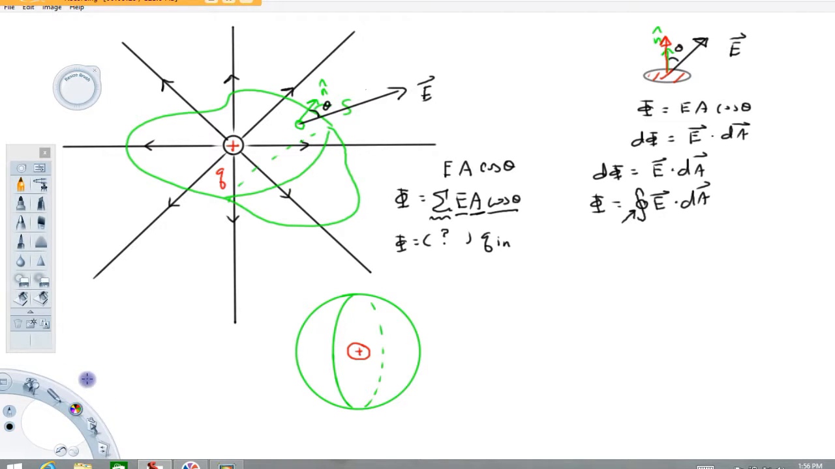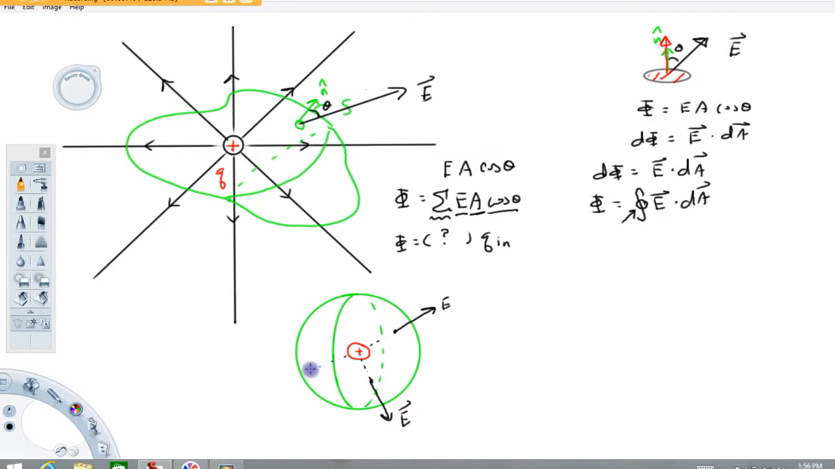I can draw electric field vectors at all points on the surface. If I come dead away, here's a spot right here where the electric field points this way. I could come down here. Again, here's a spot. You've got to imagine it's on the outer surface of this green, the outer green surface here. Electric field would point this way.